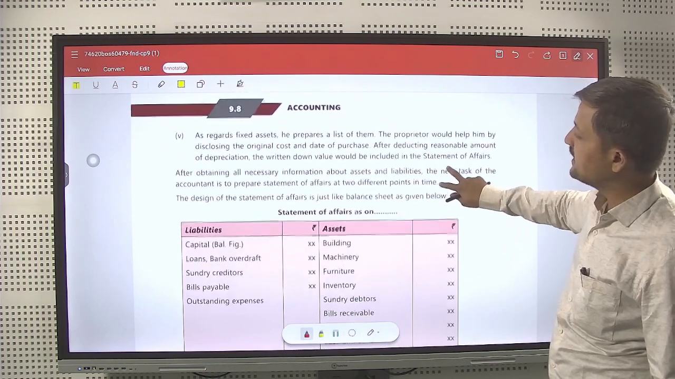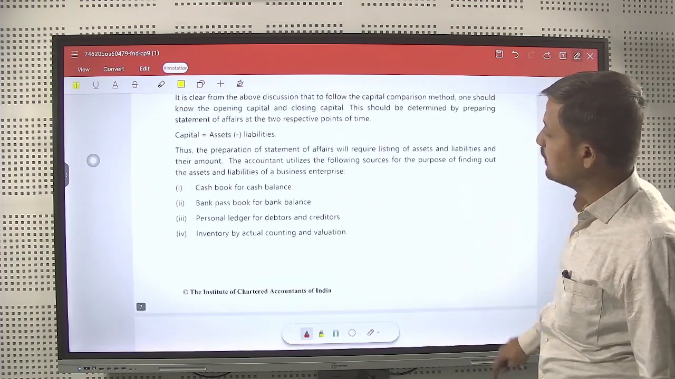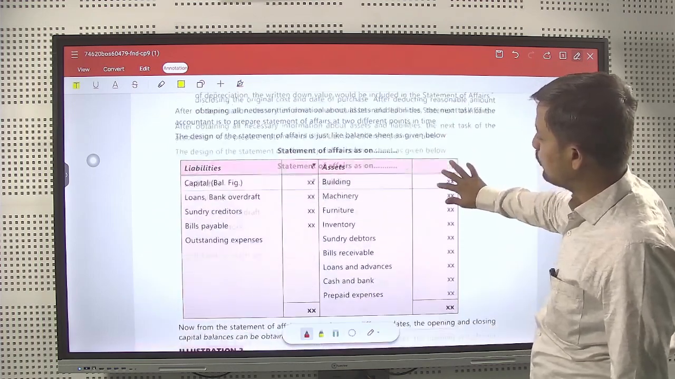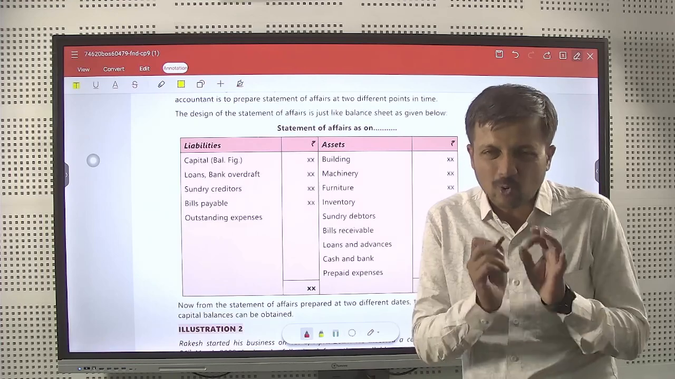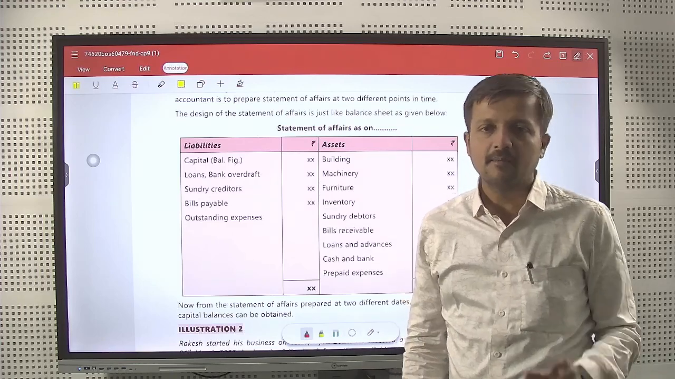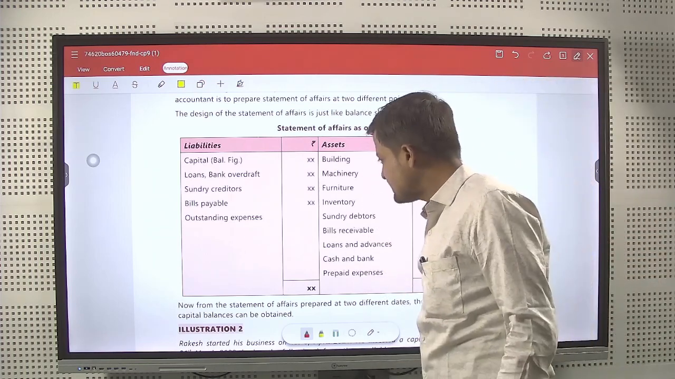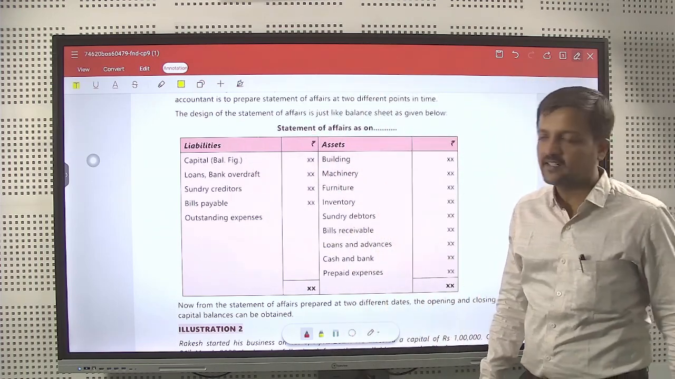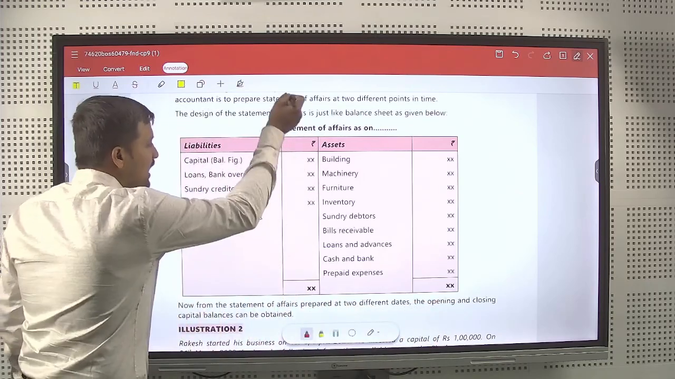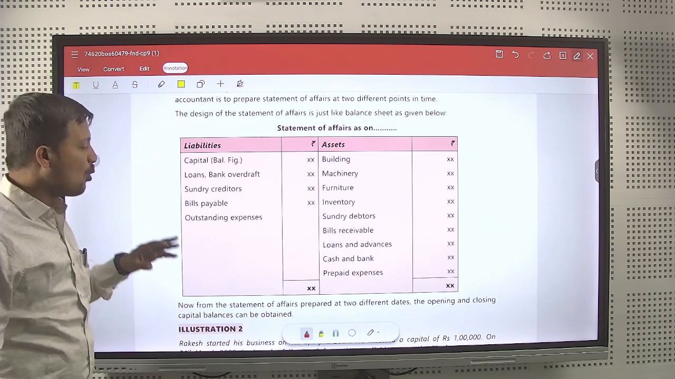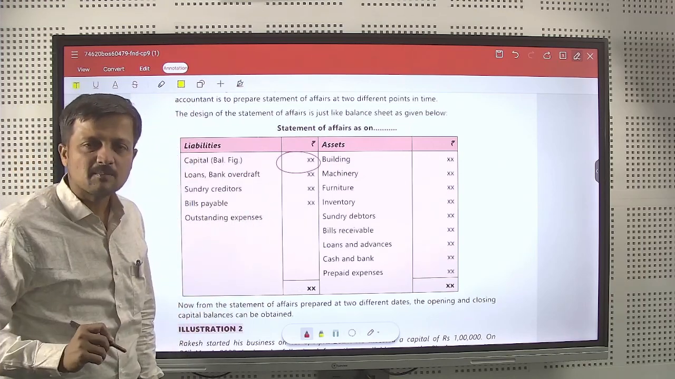Now, how the statement of affairs is prepared. We need to have the capitals for doing that, the opening capital and closing capital, and the closing capital and opening capital can be ascertained by preparation of a statement of affairs, which looks exactly like a balance sheet. So in the balance sheet, what we consider, on the right side we consider assets, and on the left side we consider liabilities. Here also we have done the same thing, and then the total of assets will be taken and the total of liabilities will be deducted, and whatever amount is left, that will be considered as capital, and that will be noted as the balancing figure.